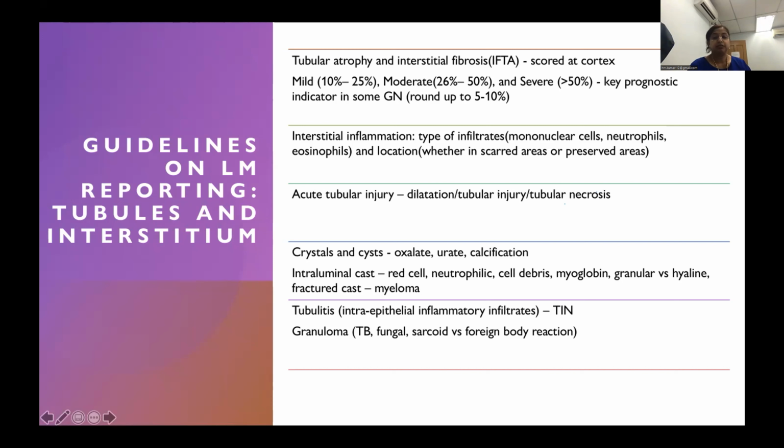Then the interstitial infiltrates, you want to identify what they are, eosinophils or mononuclear cells. If there is an acute tubular injury, you need to highlight that as well. If there are crystals or any specific crystals or any casts, you will need to highlight them as well. For example, crystals will be like urate, oxalate crystals or calcification. Your intraluminal casts can be like red cell casts, neutrophilic casts, myoglobin casts, so all this will be included. And TIN conditions that you can mention.